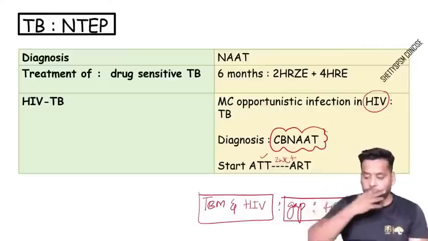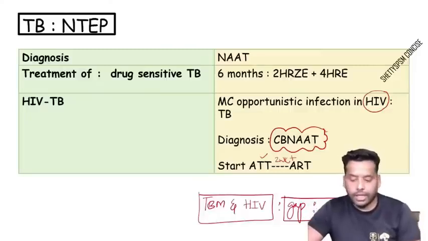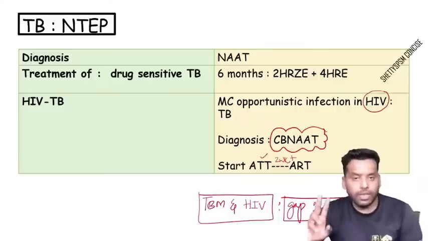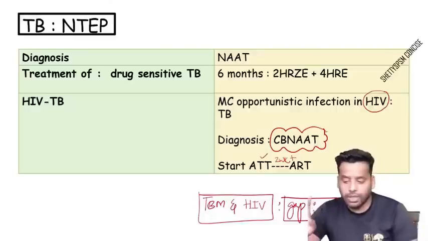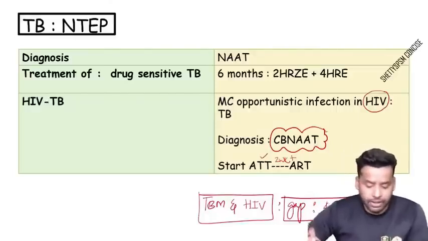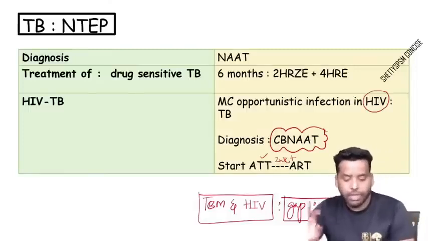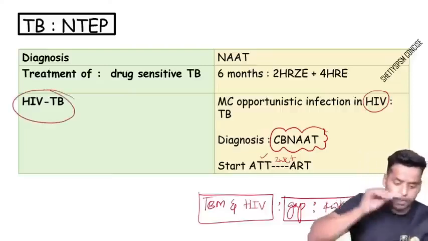Start ATT and ART together. True or false? False. Normally we keep a gap of 2 weeks. If both are diagnosed together, I am asking. In case of TB meningitis and HIV, if they are diagnosed together, keep a gap of 4 weeks. This is regarding HIV tuberculosis.